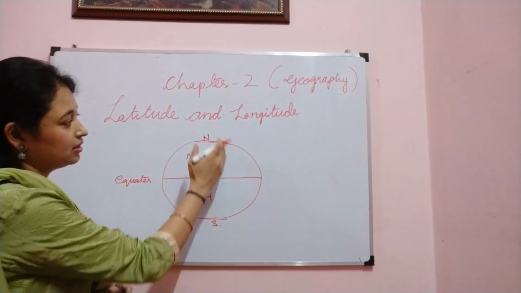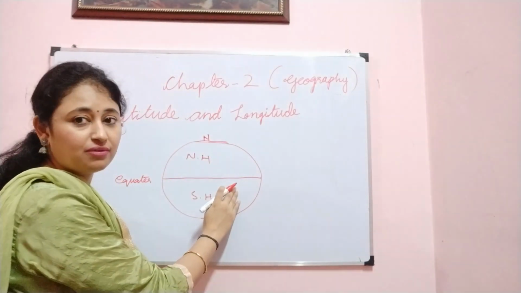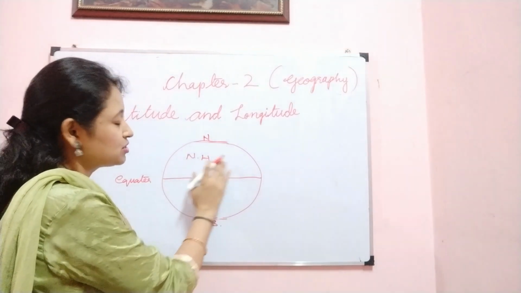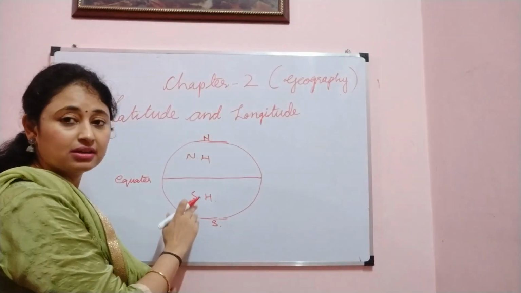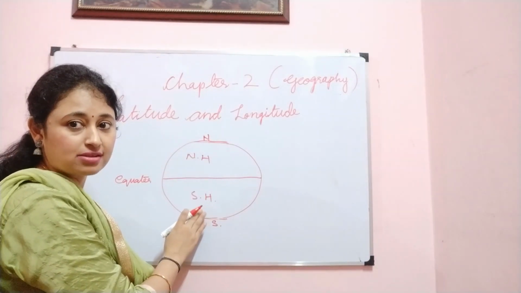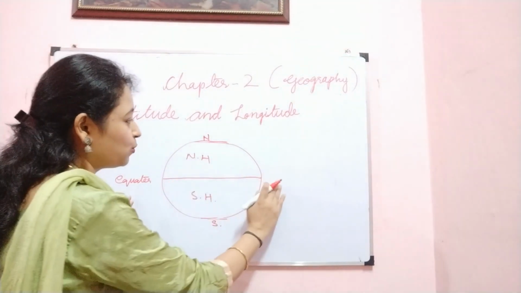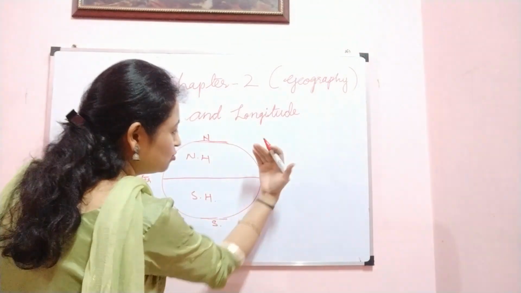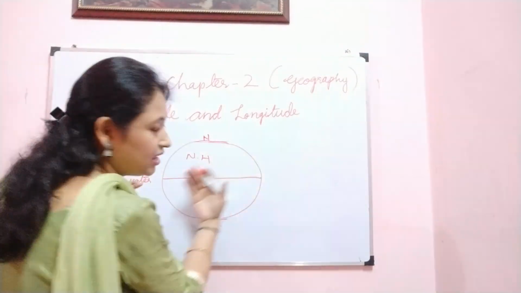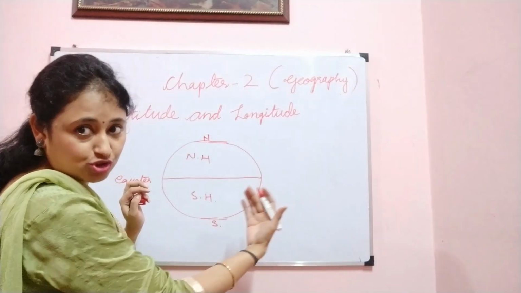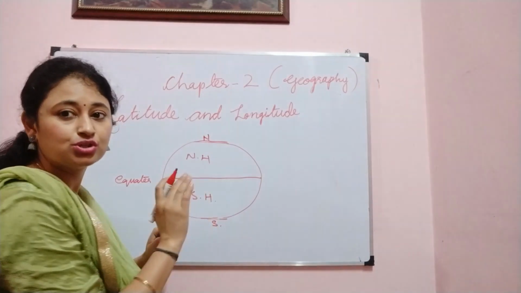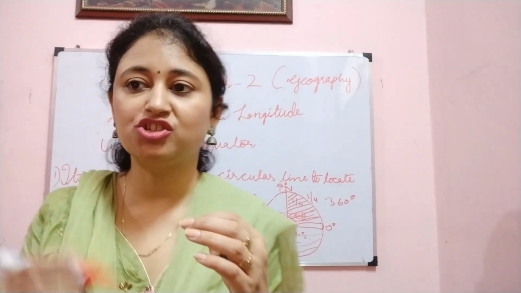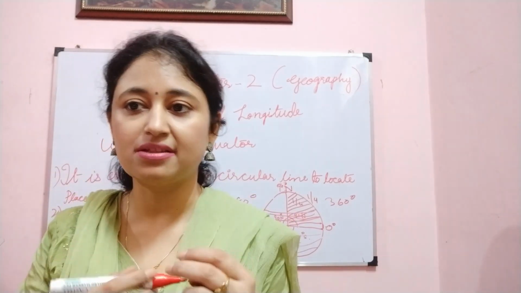So the equator divides the earth into two equal parts. The upper part, the northern part, is called the northern hemisphere, and the south part is called the southern hemisphere. And this is the equator line, and you can see half of it, and it's in a circular motion, and the same way it is divided out into two equal parts. We have learned the equator is an imaginary circular line to locate the places on earth.